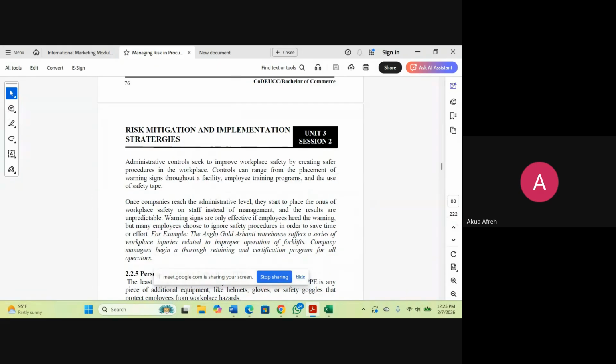This one, we are saying that this seeks to improve workplace safety by creating procedures in the workplace. So here, policies, procedures, training and supervision are used to manage the behavior of the people that we work with.